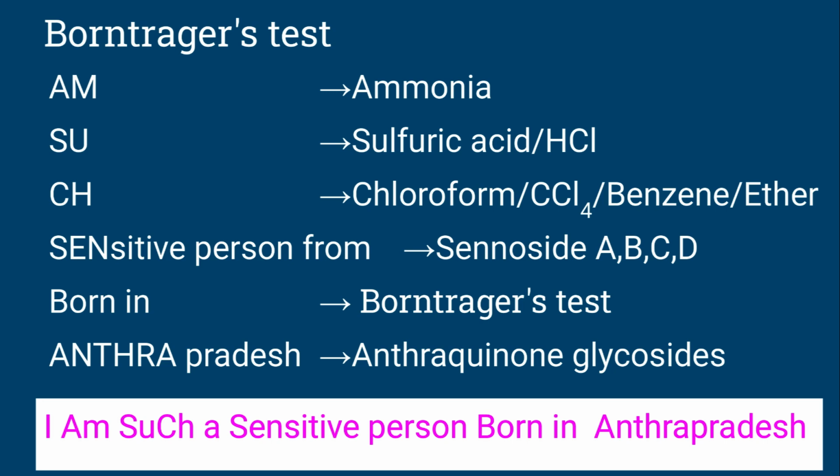The senosides can be remembered with the word sensitive. I am such a sensitive person born in Andhra Pradesh. Am for ammonia, Su for sulfuric acid, Ch for chloroform, sensitive for senosides, born for Borntrager's test, Andhra Pradesh for anthraquinone glycosides. Instead of sulfuric acid, we can use hydrochloric acid. Instead of chloroform, we can use carbon tetrachloride, benzene or ether.